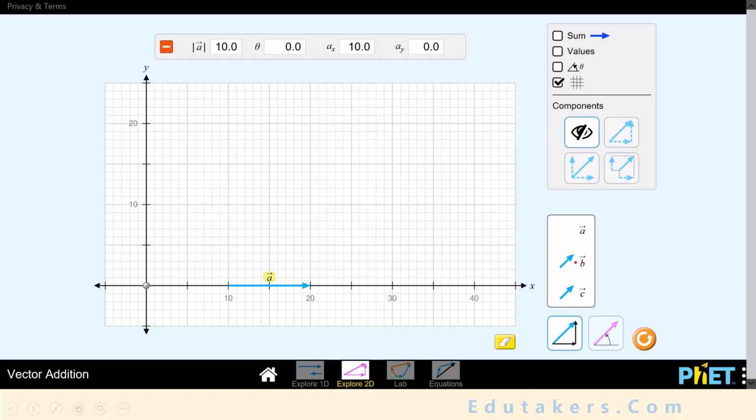Next, consider the other vector B. Drag it here and place it on the first vector. I suppose that it is at a right angle, so it should be completely vertical. Like that. Let's change its length. I suppose that its length is 15 meters. Then what would be its resultant vector?